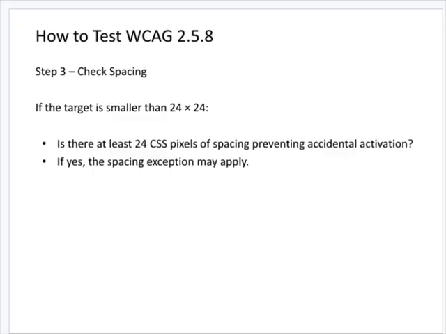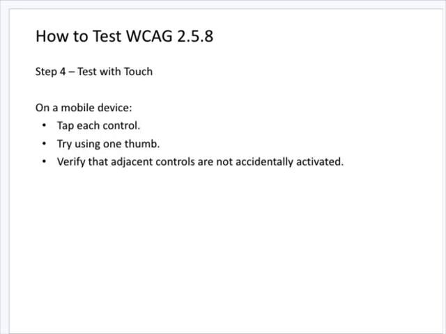Step 3. Check spacing. If the target is smaller than 24 by 24 pixels, then check two things. Is there at least 24 CSS pixels of spacing preventing accidental activation? If yes, then the spacing exception may apply. Step 4. Test with touch. On a mobile device, tap each control. Try using one thumb. Verify that adjacent controls are not accidentally activated.